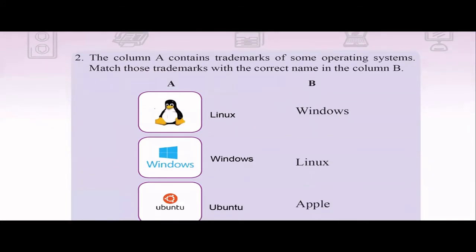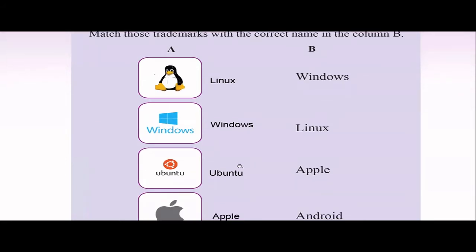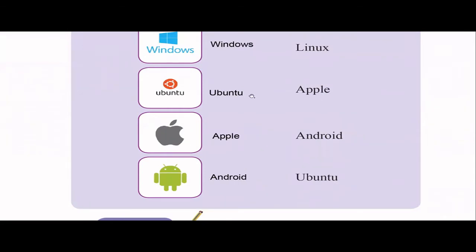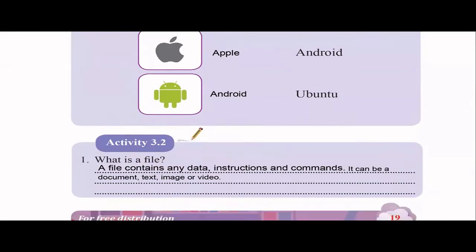In this one, in column A they have given you the trademarks of some operating systems, and in column B they have given you the names. So you have to do the matching. I have already done it. This is the Linux operating system. This is the Windows operating system, right? This is the Ubuntu. And hope you remember that for mobile phones we have separate mobile operating systems.